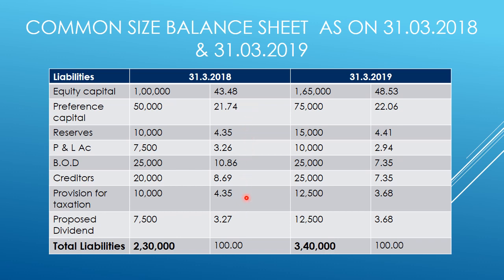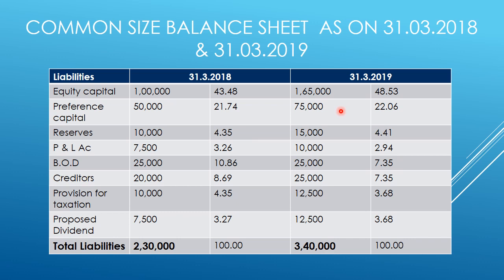Now the same calculation is done for the year ending 31st March 2019. We are talking only about the liabilities side as of now. The total over here is 3,40,000, which would be considered as 100%. Now we have to find out the proportion of equity capital. So what we'll do is 1,65,000 upon 3,40,000 multiplied by 100. It comes to 48.53%.